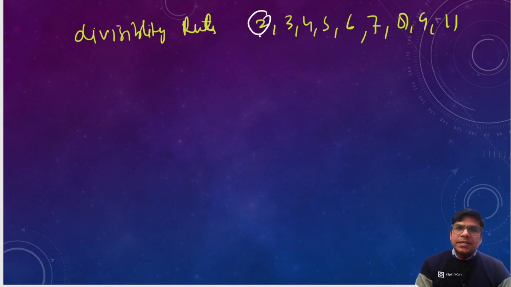So what is the divisibility rule of 2? Any even number is exactly divisible by 2. What is the divisibility rule of 4? If the last two digits of a number are exactly divisible by 4, then the number itself is exactly divisible by 4. So just take an example.